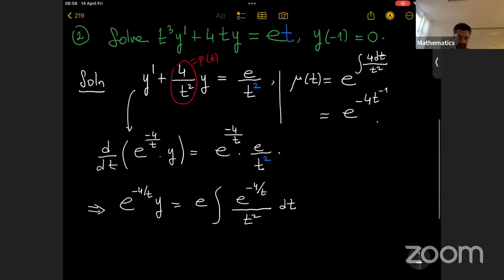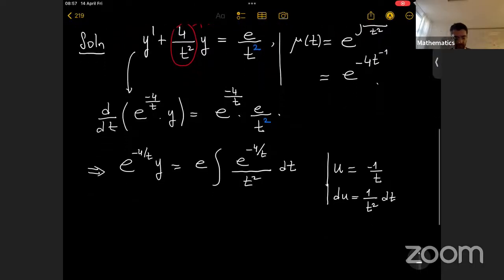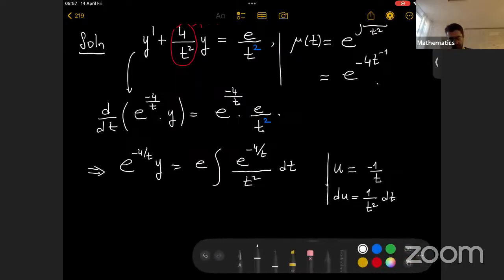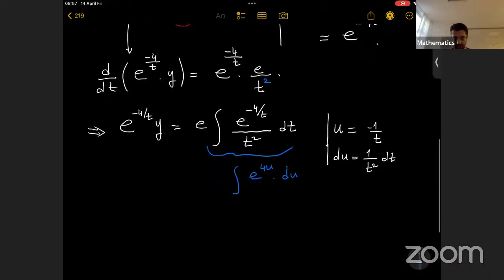Now this integral, you can do it with substitution. Say, for instance, u is equal to minus 1 over t. Then du becomes 1 over t square dt, which is in the integral. So then this integral here becomes basically the integral of e to the 4u du.